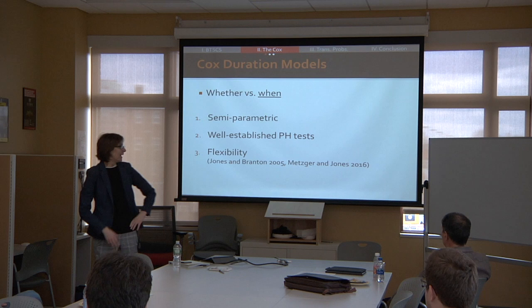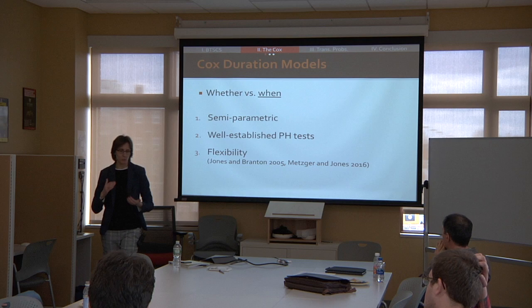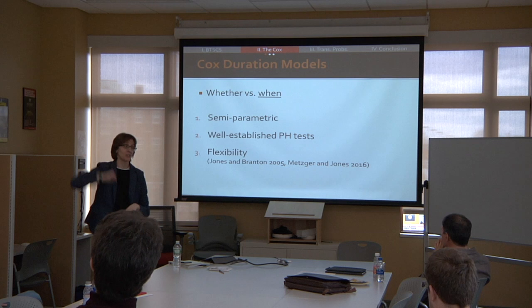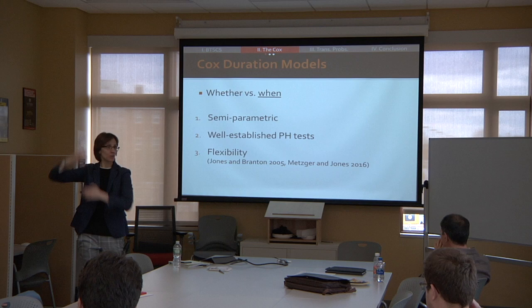Brad Jones and Gina Branton first point this out in their 2005 SPPQ piece: logit and probit are great, but Cox models can do the same thing and more. For instance, maybe you have not just one event you're interested in, but two, and it's a question of which of these two happens first. A Cox model can handle that, as can a logit, but Cox can handle it much more easily.